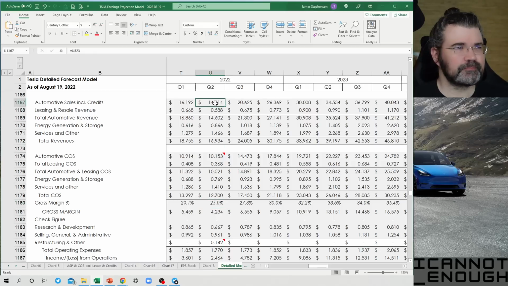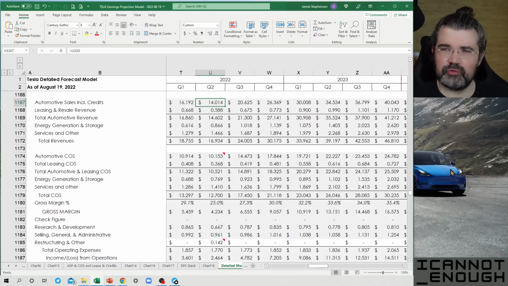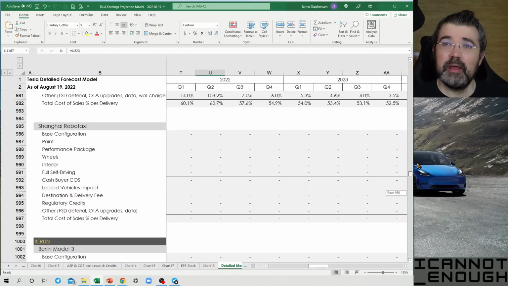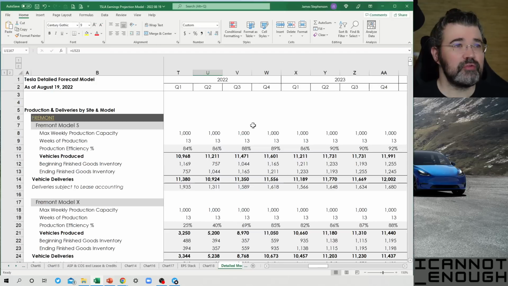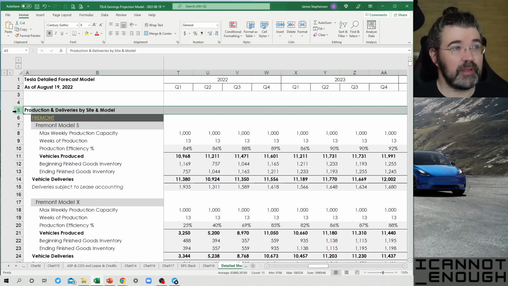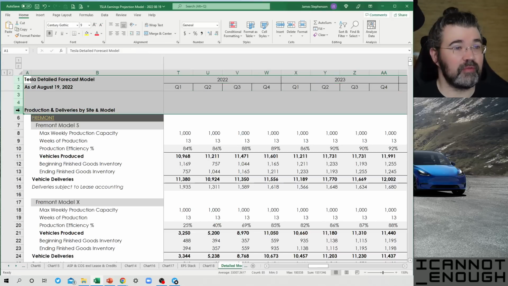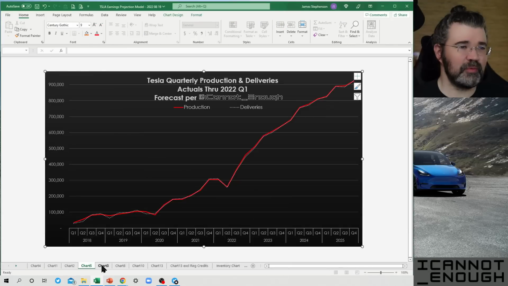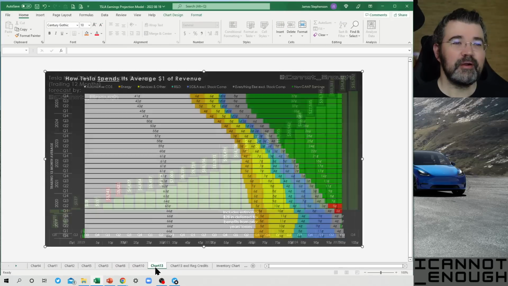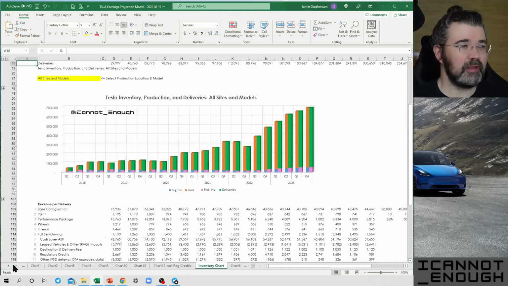This is the end. So what I want to do is scroll way up the page and talk about the first step in forecasting, which is figuring out what the production and deliveries will be for each site and for each model. We have made it to the very top of this detailed model tab in my spreadsheet. You can see there's a bunch of charts in here, and we've gone through almost all of them already earlier in this video review series.